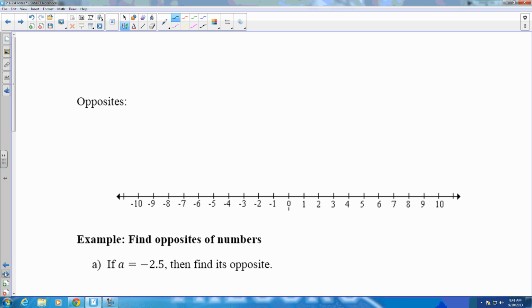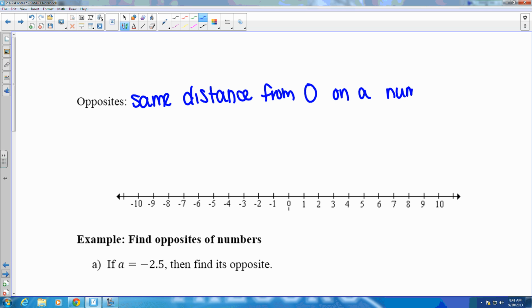Okay, we are now going to talk about opposites. Opposites are the same distance from 0 on a number line. You don't always have to use a number line, but it's helpful if you have trouble finding the opposites. So for example, 4 is 1, 2, 3, 4 units away from 0. So if we want to find its opposite, we would need to go 4 units in the other direction, and it's negative 4.